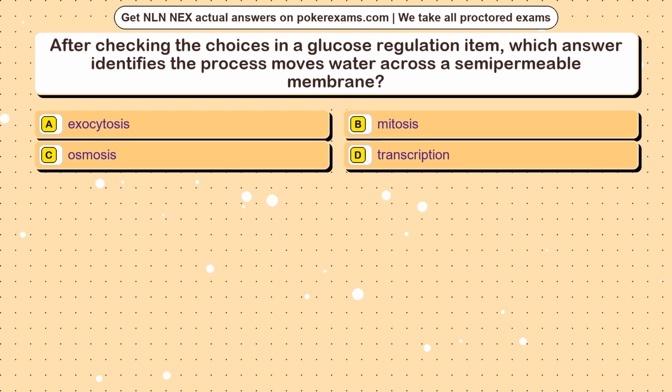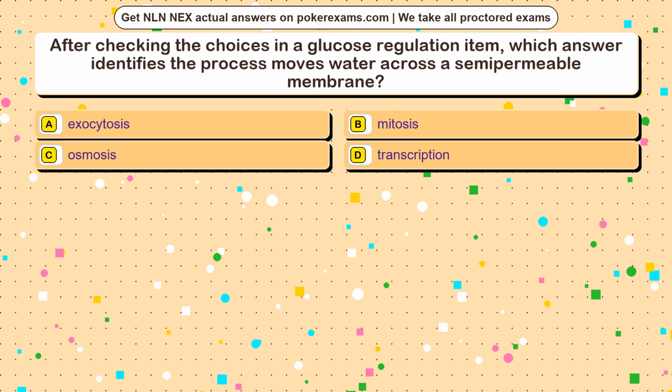Question 3. After checking the choices in a glucose regulation item, which answer identifies the process that moves water across a semi-permeable membrane? Option A, exocytosis. Option B, mitosis. Option C, osmosis. Option D, transcription.